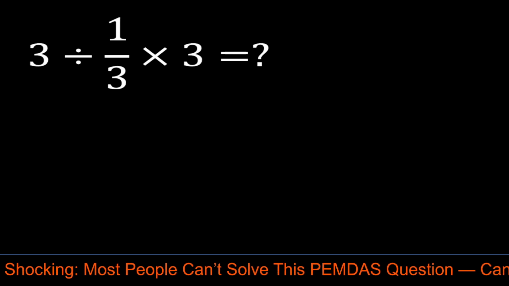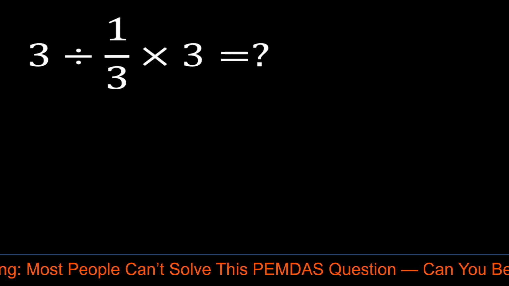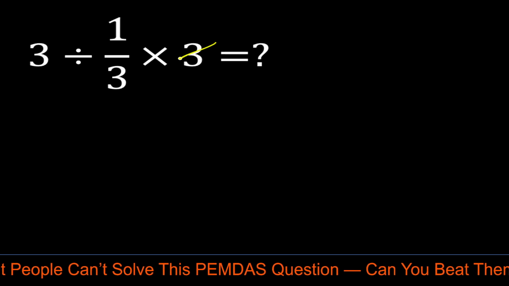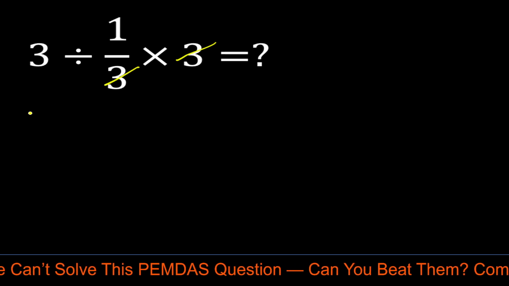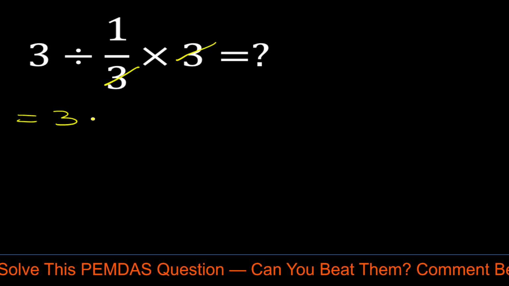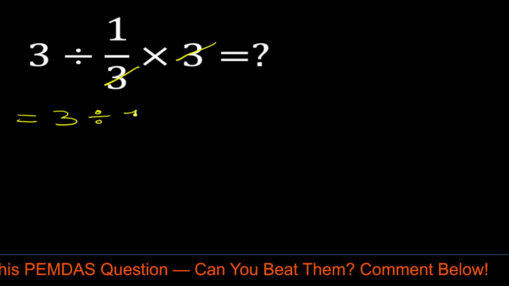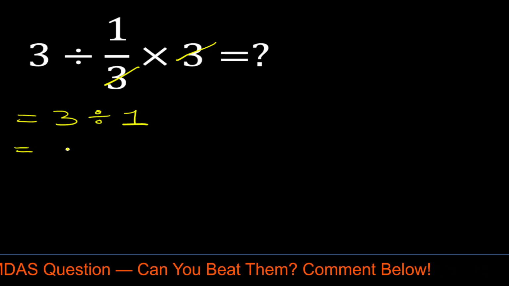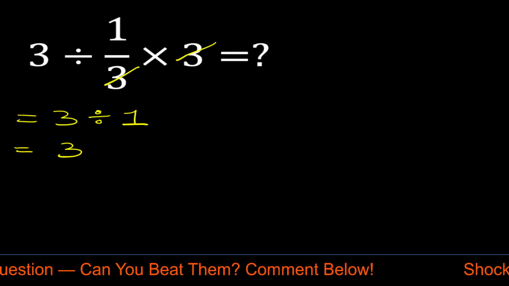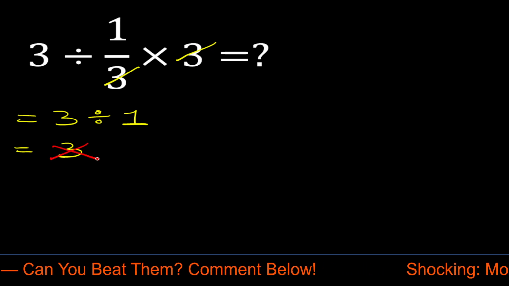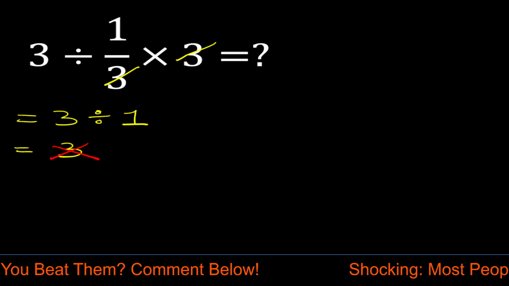So most people solve this question like cancel this 3 by 3. So now 3 divided by 1. So 3 divided by 1 is equal to 3, right? But this answer is not correct. This answer is completely wrong.